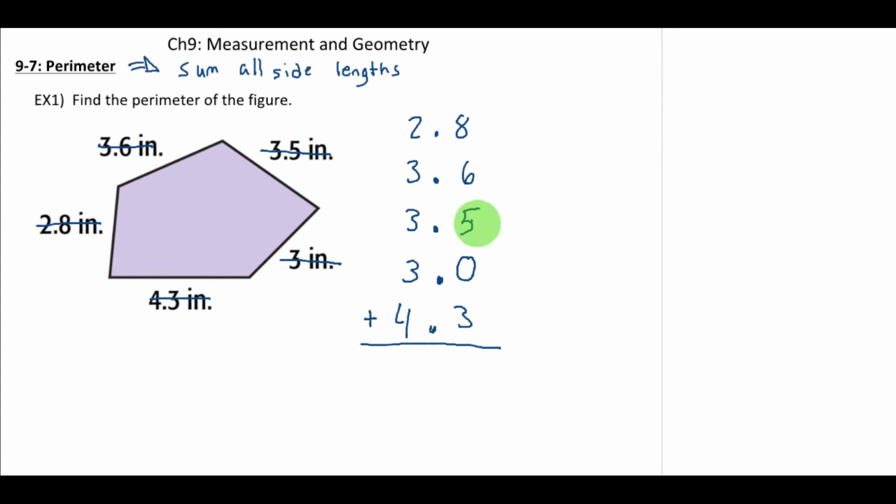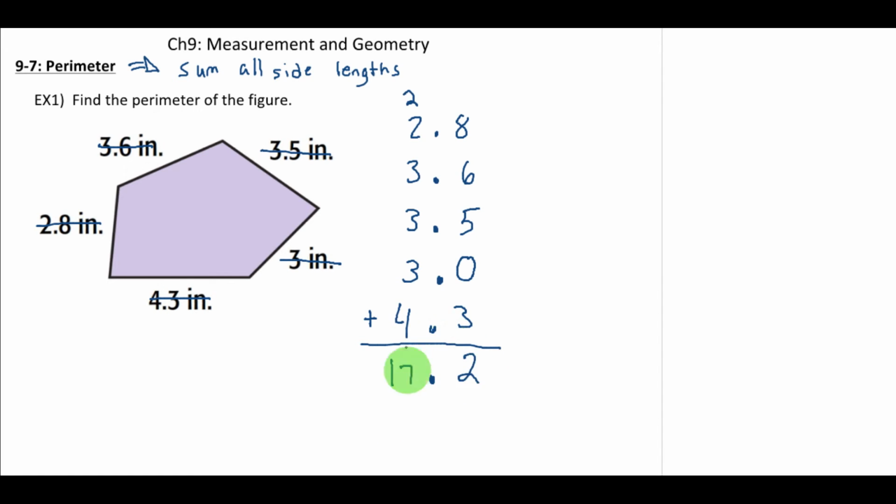Well, 8 plus 6 is 14, plus 5 is 19, plus 3 gives us a value of 22. I'm going to put a 2 down, carry my 2. Now 2 plus 2 is 4, plus 3 is 7, plus 3 is 10, plus 3 is 13, plus 4 is 17. So we have 17. Don't forget that decimal though, so bring that decimal down.